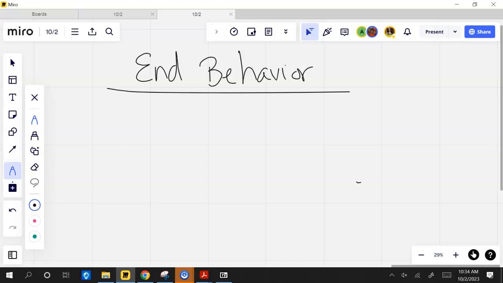How many ends of a graph does a polynomial have? 2, right? Either both going up, both going down, or opposite directions, but there's always 2. We're talking about polynomials, not the ones that approach asymptotes. We will get to that. It doesn't end, but we want to talk about what happens on the infinite side where it goes on forever. So we call it end behavior.